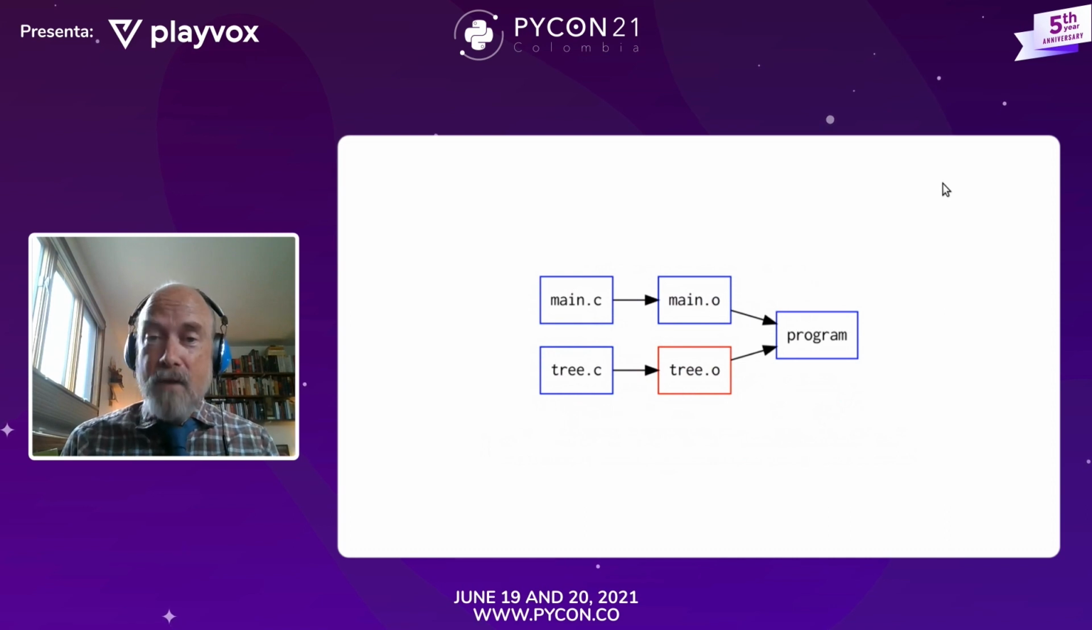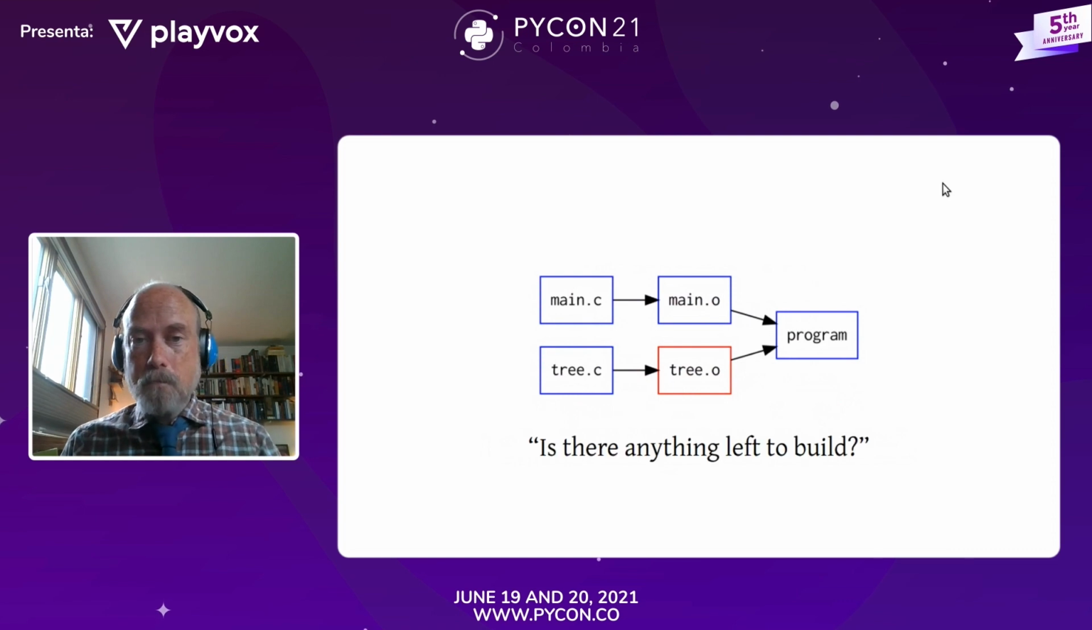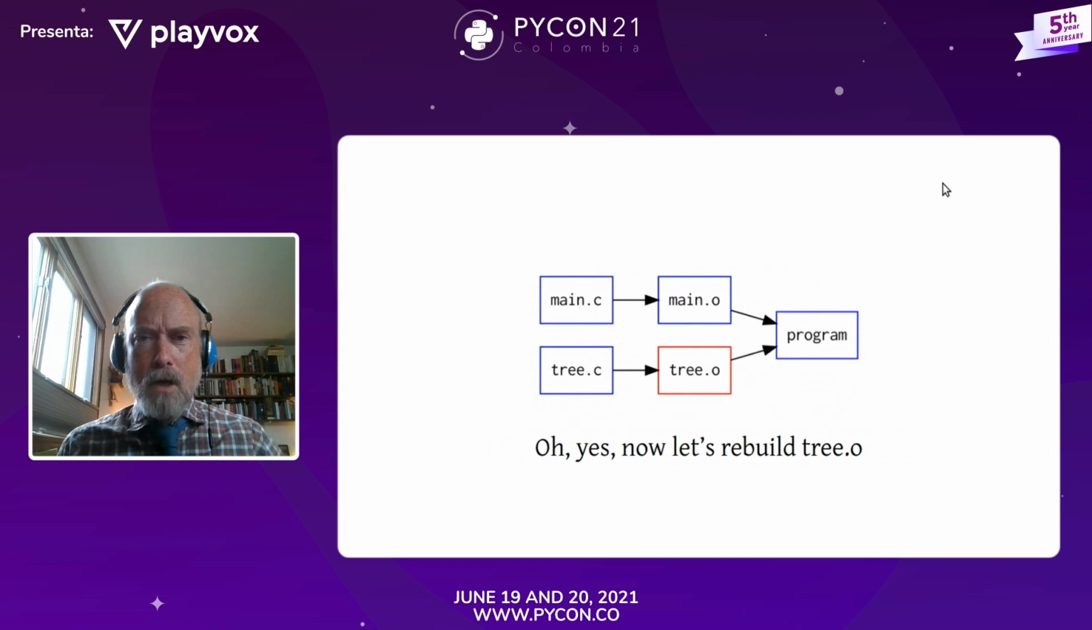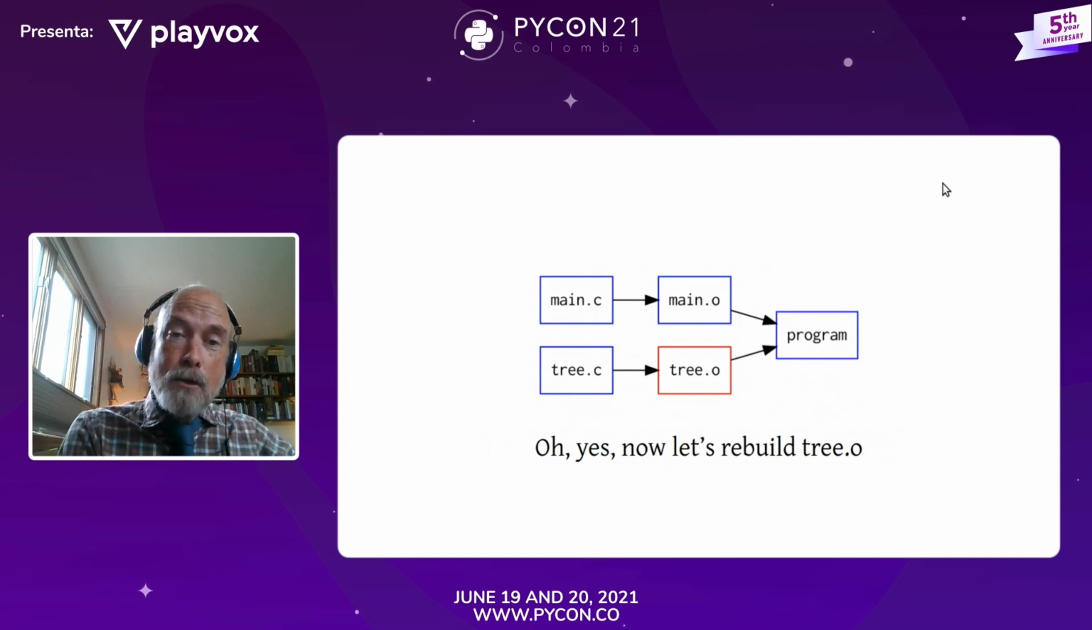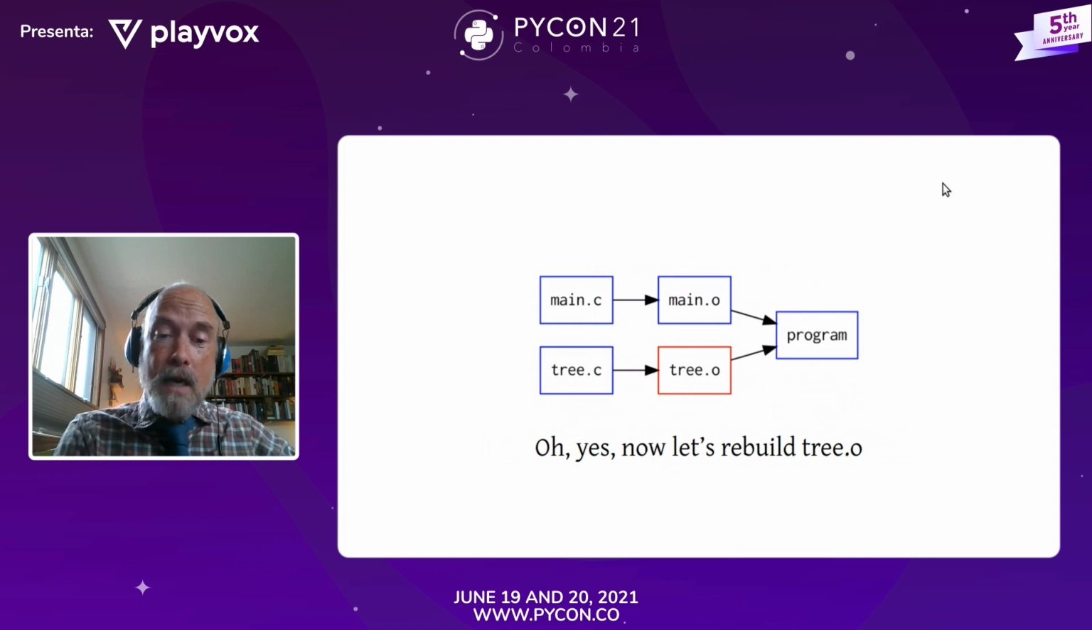So program, we've now just done the work of linking the O files together to build it. Anything left to build? asks your build system. Oh, yes. Now let's rebuild tree.o. It's also out of date. So it runs the command to compile tree.c into tree.o.